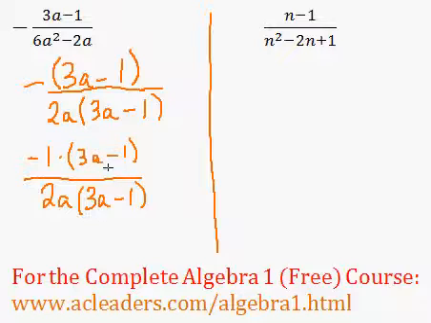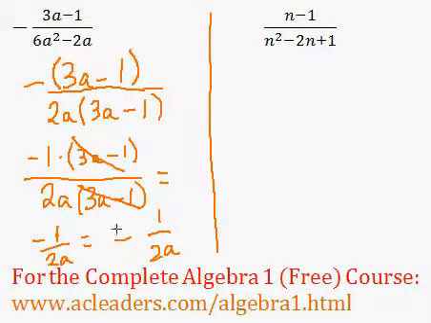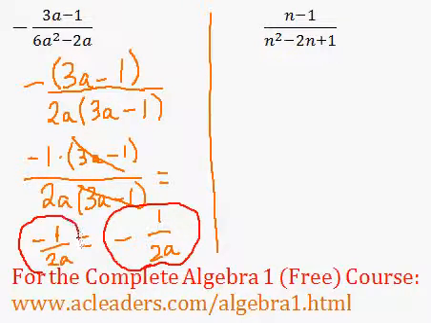So 3a minus 1, 3a minus 1, these guys can just cancel out. And the answer would be just negative 1 over 2a, which is also equivalent to just negative 1 over 2a as a fraction. So that's it. But both of these can be considered the right answer. So let me go over to the right here.